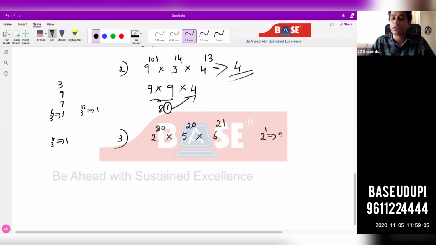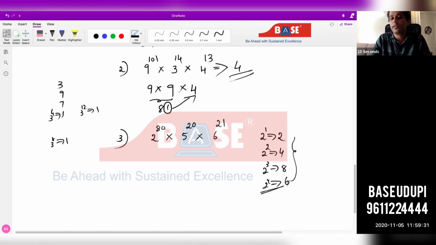2 power 1 ends with what? 2. 2 power 2 ends with what? 4. 2 power 3, 4 into 2 ends with what? 8. 2 power 4. See, 2, 2 to the 4, 4 to the 8, 8 to the 16. In that you have to take only 6, not 16, because it is the last digit. Again, 6 to the 2, 4, 8, 6, isn't it? So this is the series 2, 4, 8, 6.